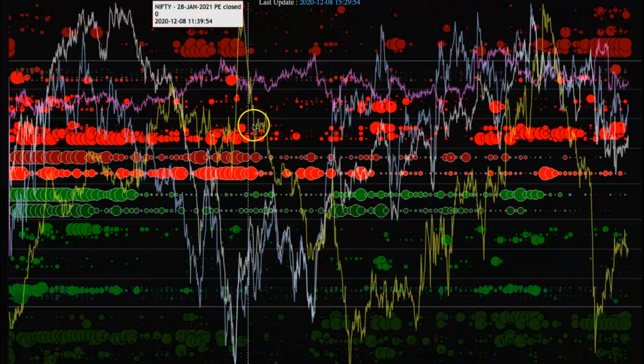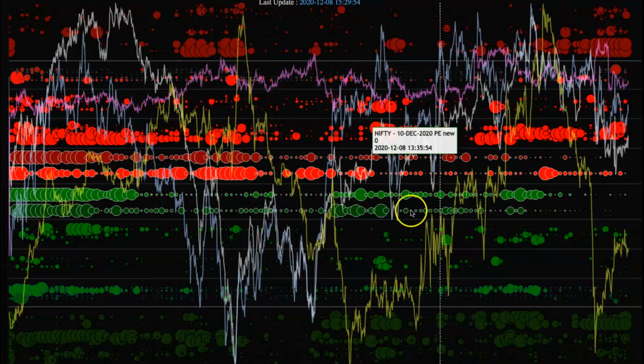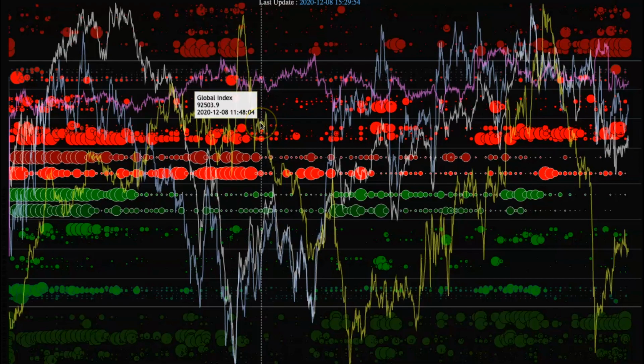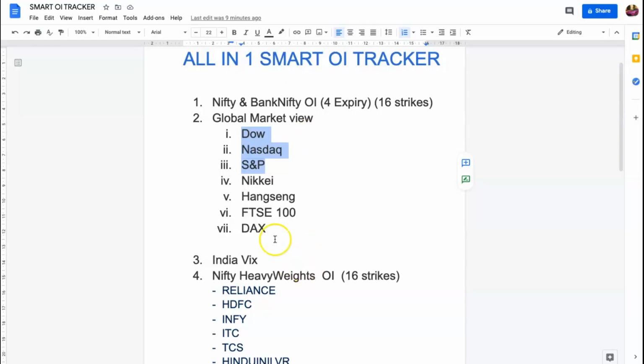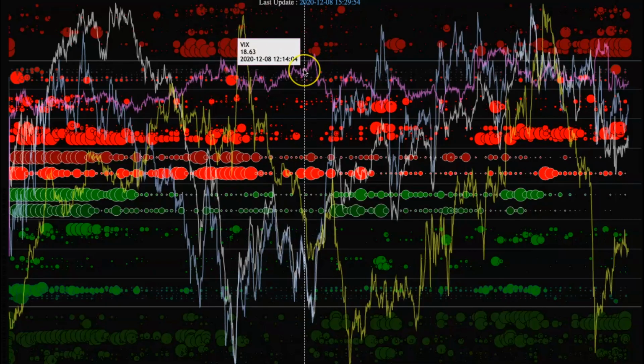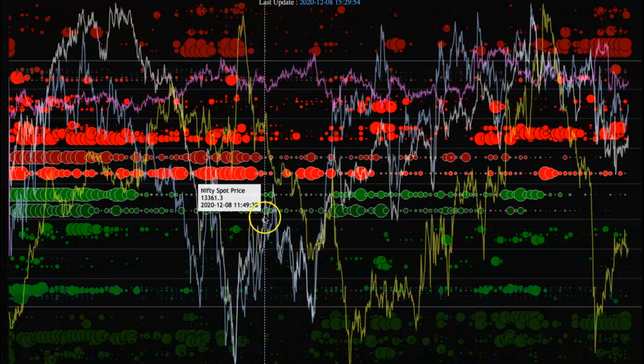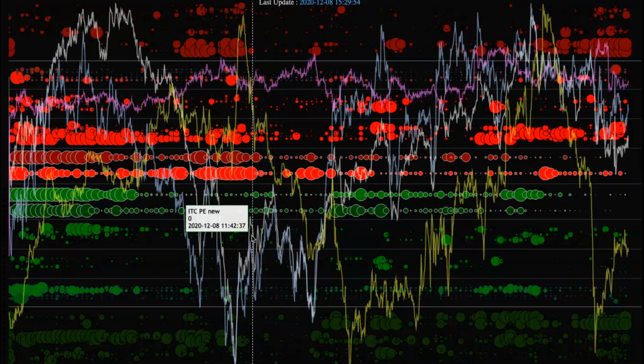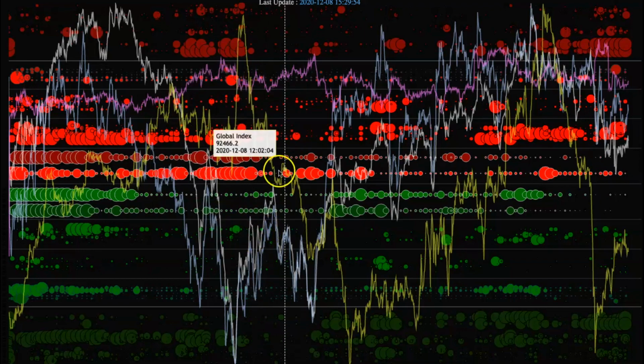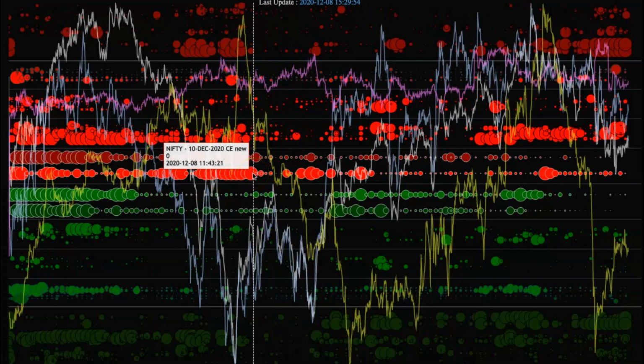If you open the Smart OI tracker, you will see all these lines and bubbles. This yellow line is the global index that is created based on all these global indices. I have given more weightage to the USA market. This purple line is the India VIX, and these white color lines are the price of Nifty and Bank Nifty, and all these prices are updated every 15 seconds. Regarding the bubbles, I will explain in detail now.